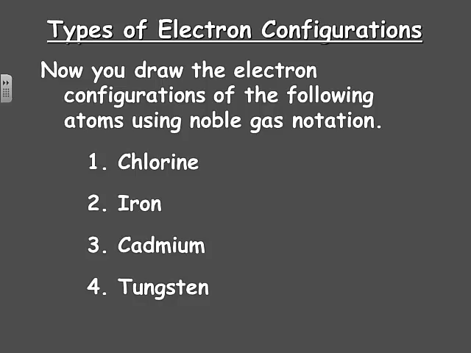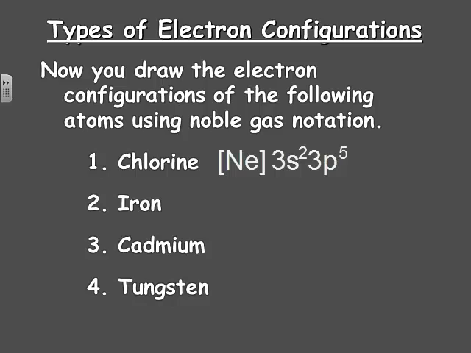Now draw the electron configurations for the following atoms using noble gas notation. Chlorine, we look up and see it's element 17. Neon is the nearest preceding noble gas, so we'd start out with brackets around neon, and we would finish with the next 7 electrons. So we finished the second period, we're at the third, so we'd have 3s2, 3p5 to give us the 7 electrons that are highest in energy.